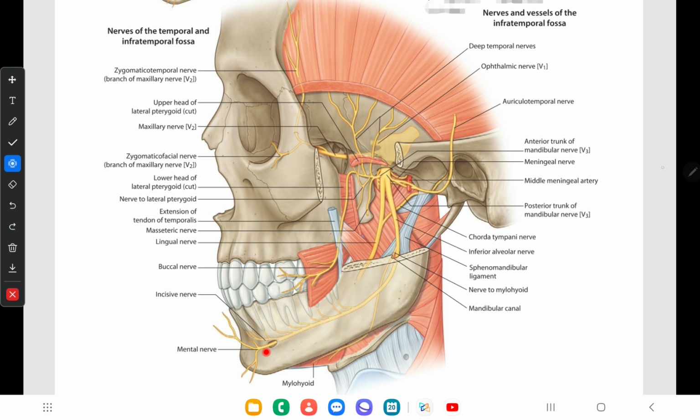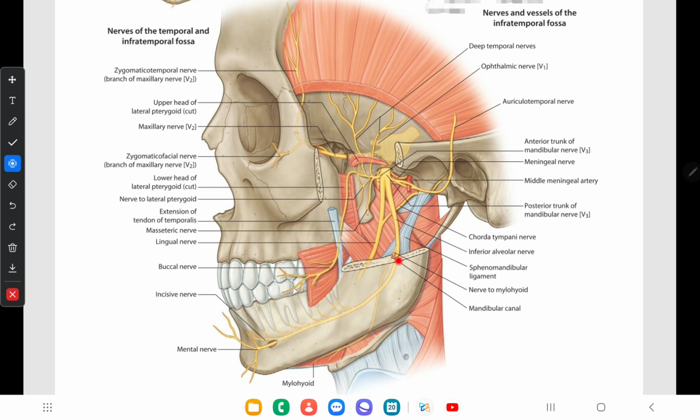And then it supplies the skin of the chin and lower lip. Inferior alveolar nerve block is used in dental practices. For this, the anesthetic solution is injected anterior to the lower end of the sphenomandibular ligament. This is the sphenomandibular ligament. So, the anesthetic solution is injected anterior to the lower end of the sphenomandibular ligament.